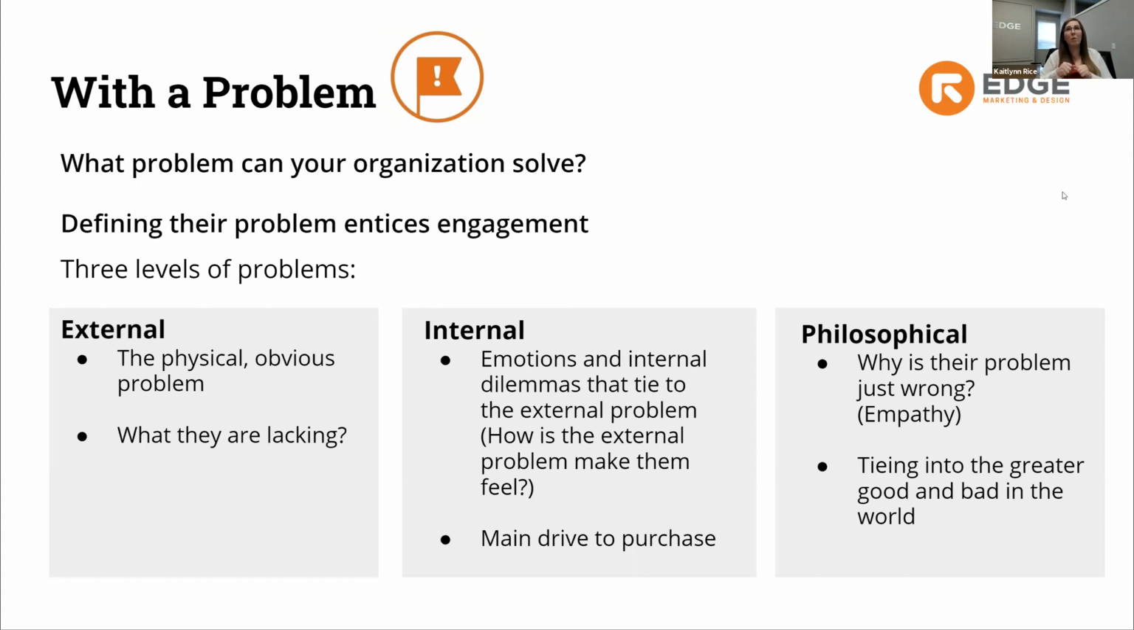The internal problem is probably one of the key problems that you want to focus on, because it is connecting with emotion, the main drive for making a purchase. And then the last problem we want to identify for your customer is the philosophical problem. So why is it just so wrong that they're experiencing this? This ties into the greater good and bad of the world. The philosophical problem is actually great for not-for-profits to focus on, just because they automatically tie into that greater good and bad of the world. So why is it just so bad that these people are experiencing this?